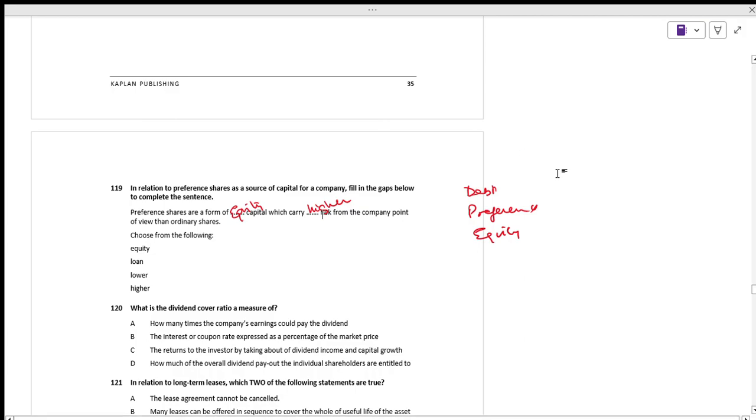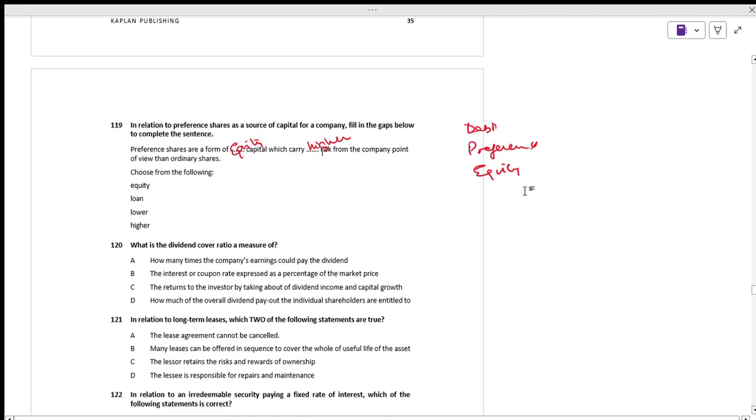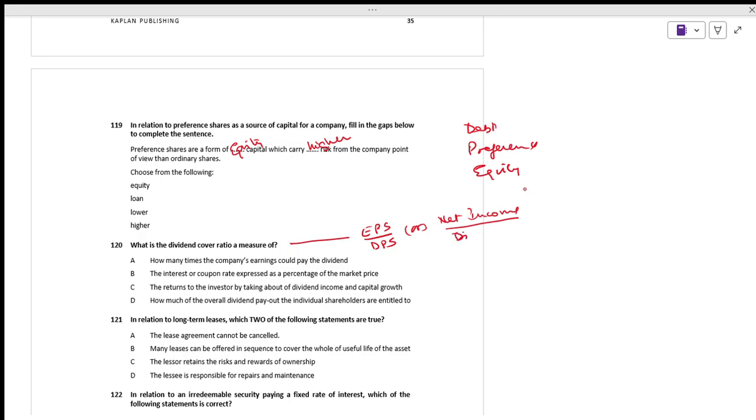Fine. Now, what is the dividend cover ratio a measure of? Is it right? What is the dividend cover ratio a measure of? Dividend cover ratio, if you take into consideration earnings per share divided by dividend per share, or net income divided by dividends paid. How many times company earnings could be paid as dividends?